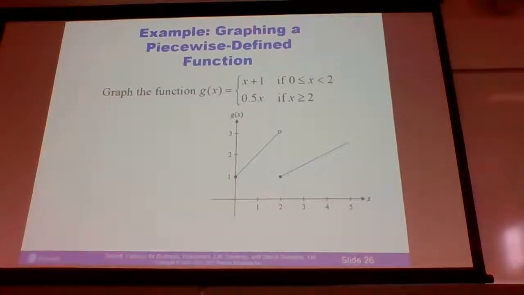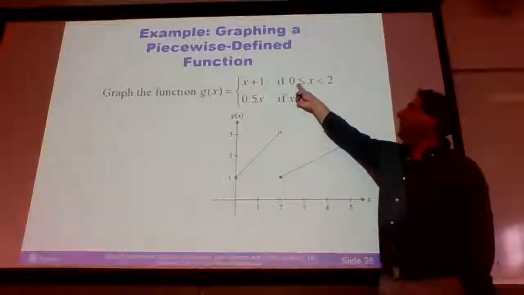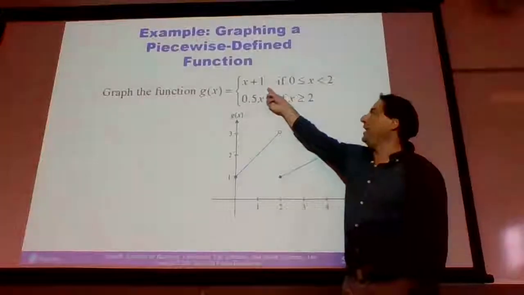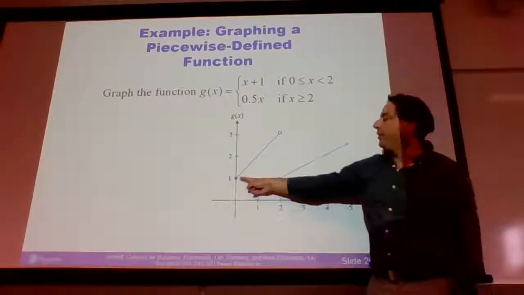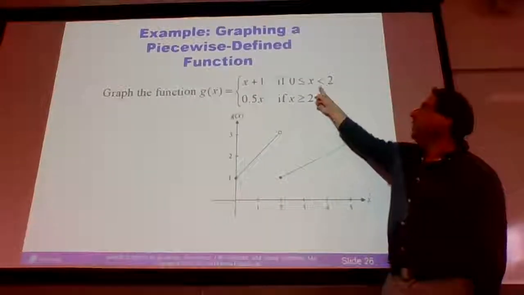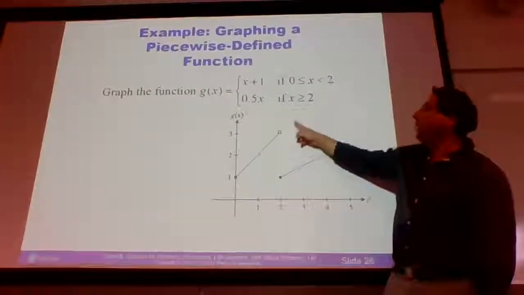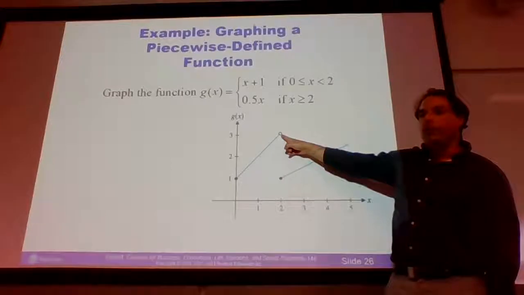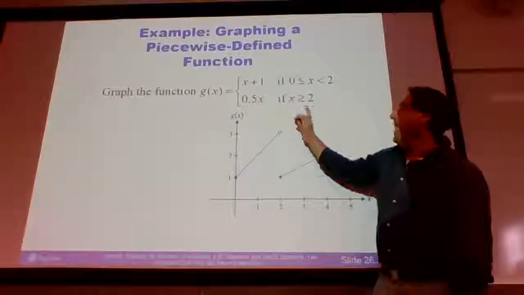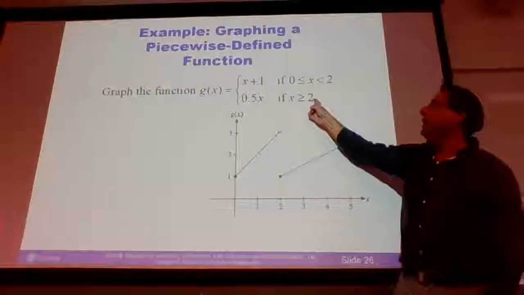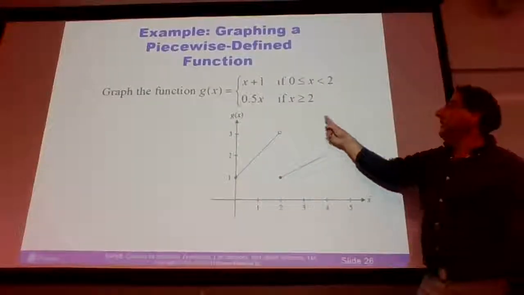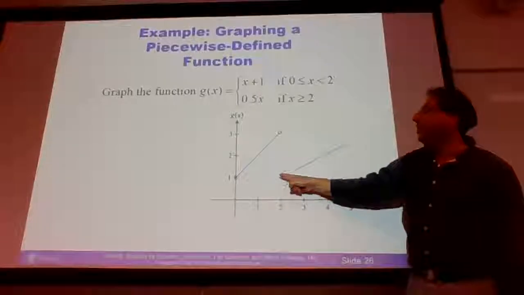So when x is between 0 and 2, it looks like x plus 1. Between 0 and 2, the graph looks like x plus 1. Notice it doesn't include 2, so what do we have? Open circle. Anything greater than 2, it looks like 0.5x. It includes 2, so the circle's filled in.